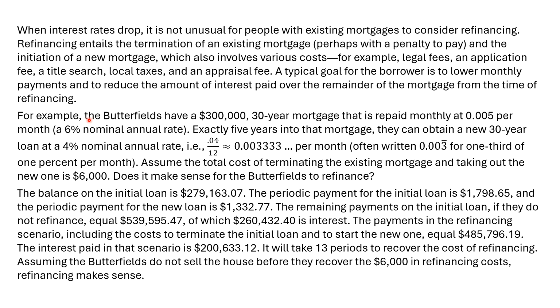So I have an example here, and I'll also do this same example using a Python program that I wrote. I'll show you that a little bit later, but we'll come up with the same results here. So, for example, the Butterfields have a $300,000 30-year mortgage that is repaid monthly at 0.005 per month. That's a 6% nominal annual rate. Exactly 5 years into the mortgage, they can obtain a 30-year loan at 4%.